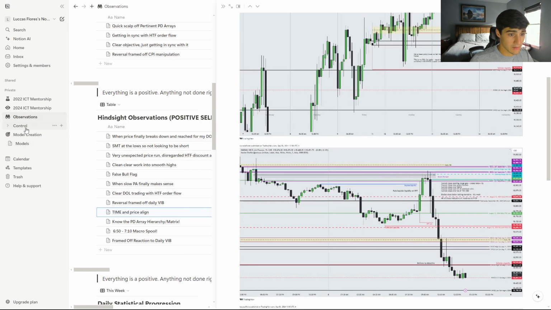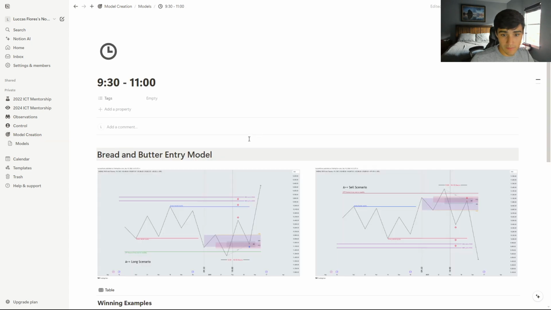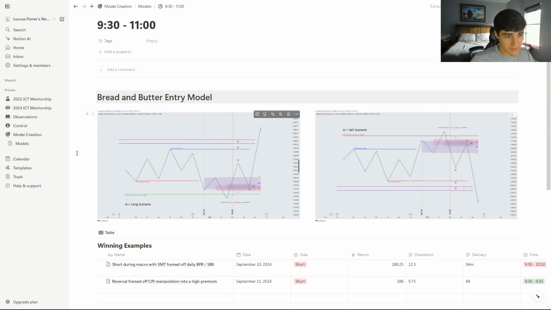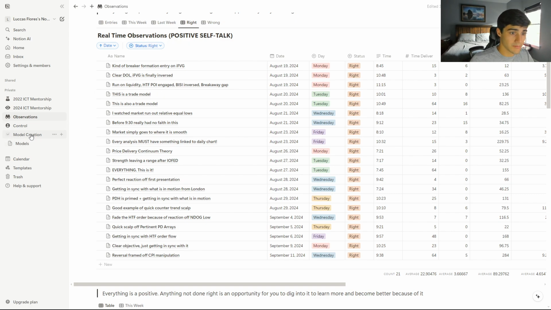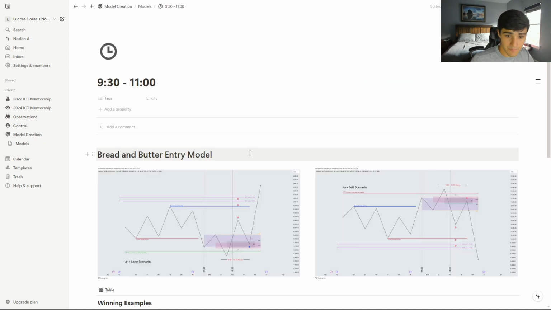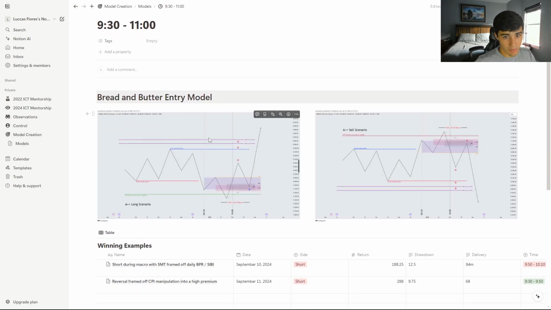Yesterday, I literally outlined this as the model that I look for because this is what I've been seeing through my observations. I'll go through that in a little bit, but first, let's go over the model. So I outlined this yesterday. This is my bread and butter entry model, and it literally played out today. Did it play out yesterday? I think it played out yesterday too. But this is just what I see repeating over and over and over again.